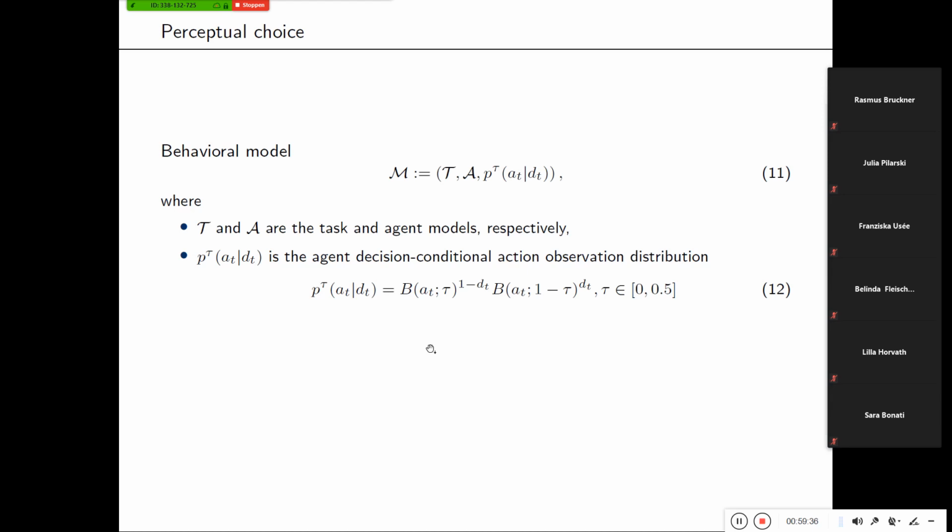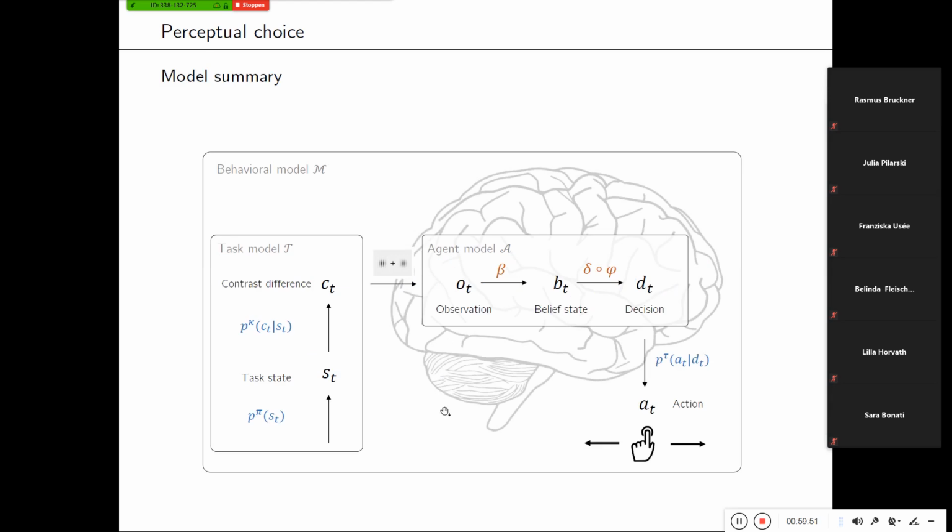And here, of course, softmax would also just be modeling action noise and not be exploration. But this is a completely different issue. This was more for the more advanced people. And that's what I said. So here again is the whole model framework.